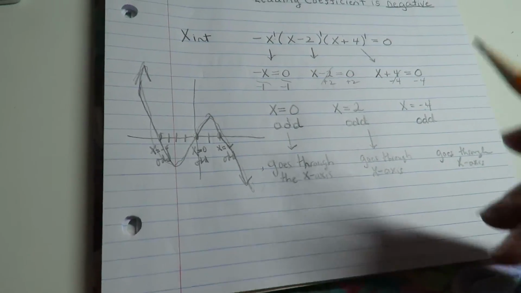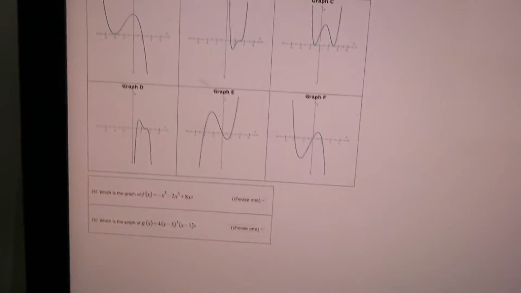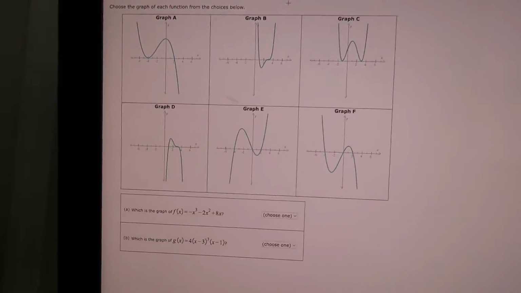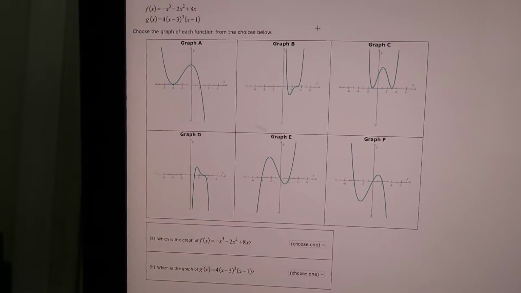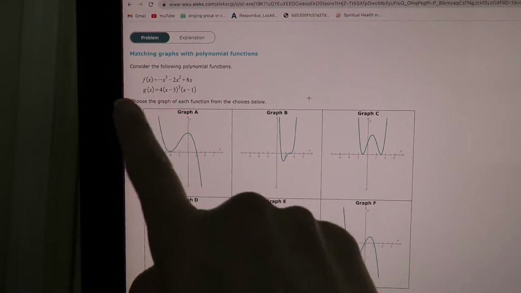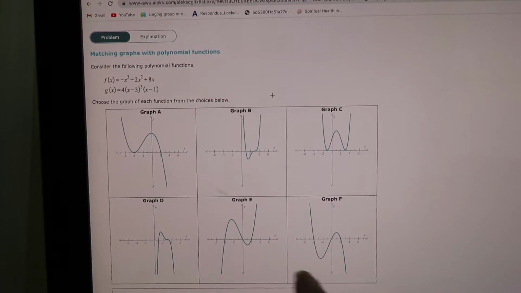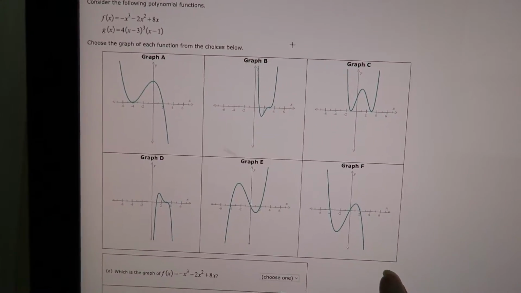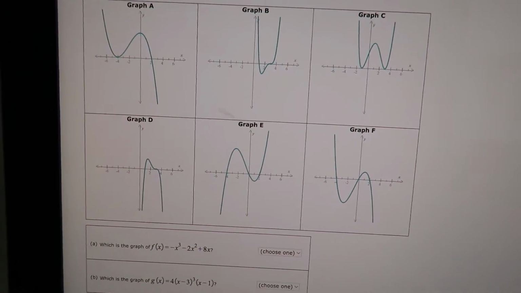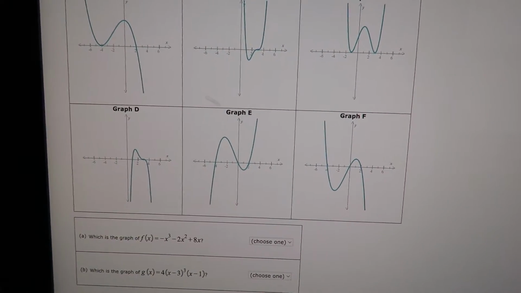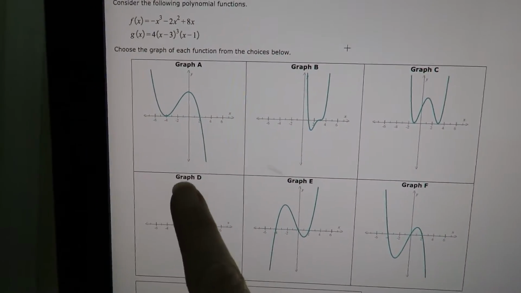So once I sort of scratch out what the graph is on my piece of paper, I can go ahead and match it. If we look back up at the options, the first thing I'm going to look for is things that go up on the left, down on the right. So these are the only 2 that are up on the left, down on the right. Now I'm going to look for my x-intercepts. So there's 0, 2, and negative 4.